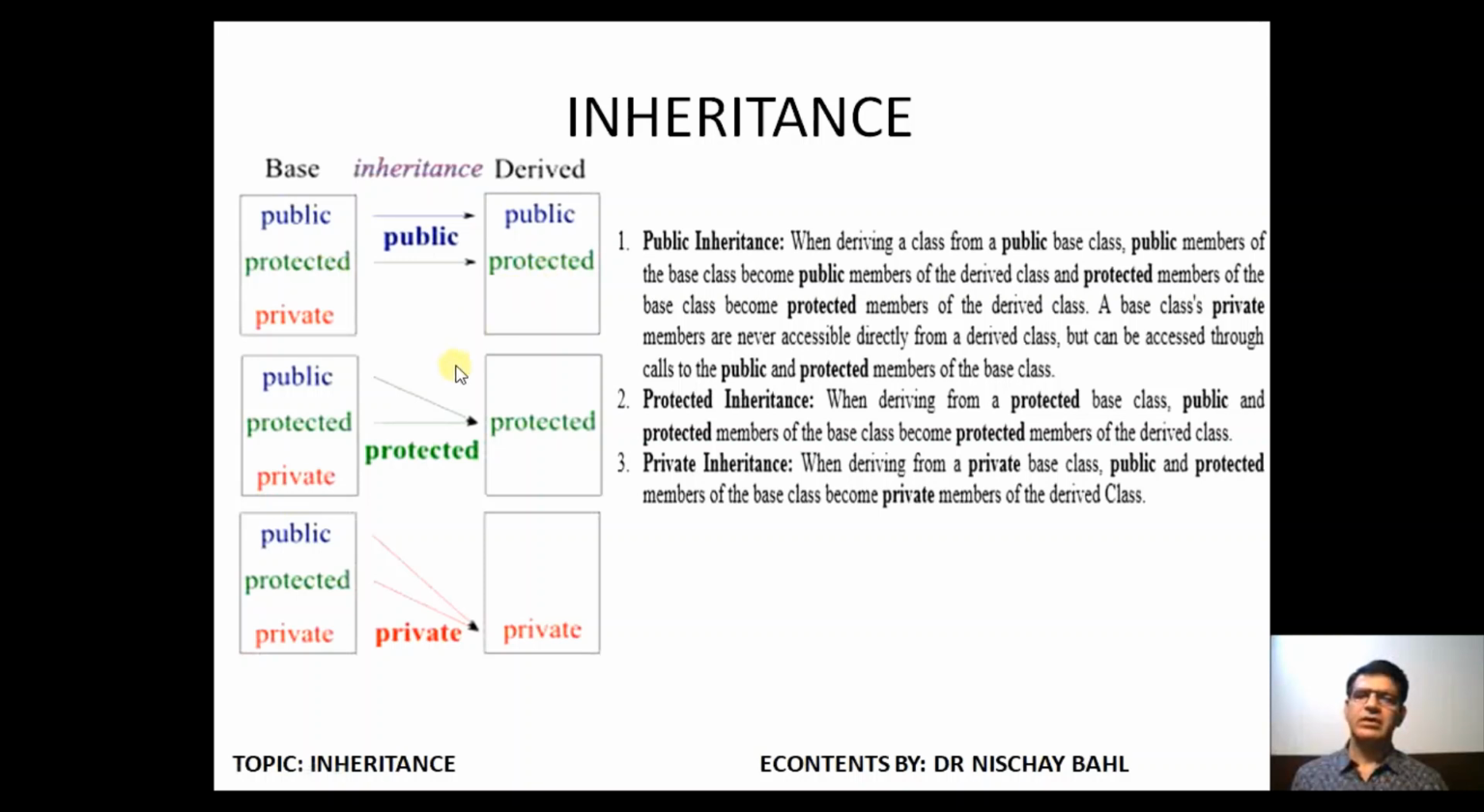And in the case of protected inheritance, the public and the protected members both become the protected members of the derived class. Whereas in the case of private inheritance, both public and protected members of the base class become the private members of the derived class. So in both private and protected inheritance, public and protected members become private and protected respectively. Whereas in the case of public inheritance, public becomes public in derived and protected becomes protected in derived.